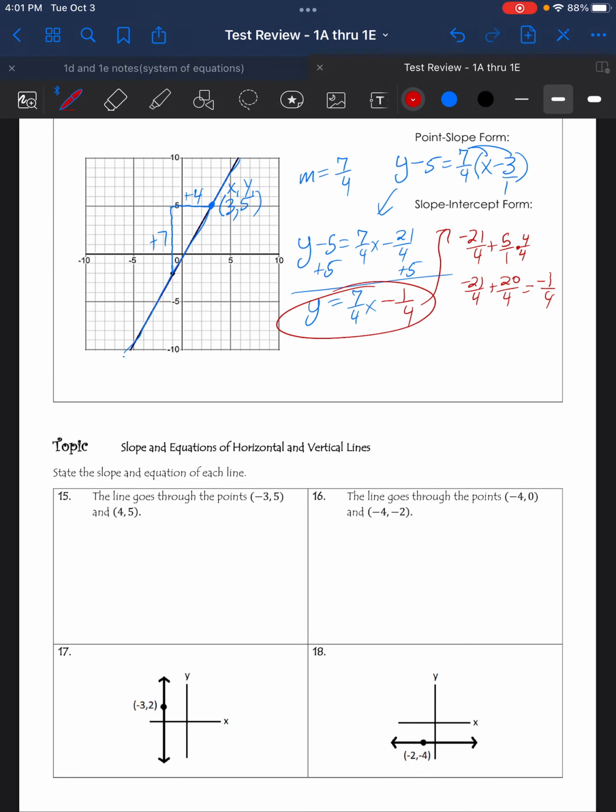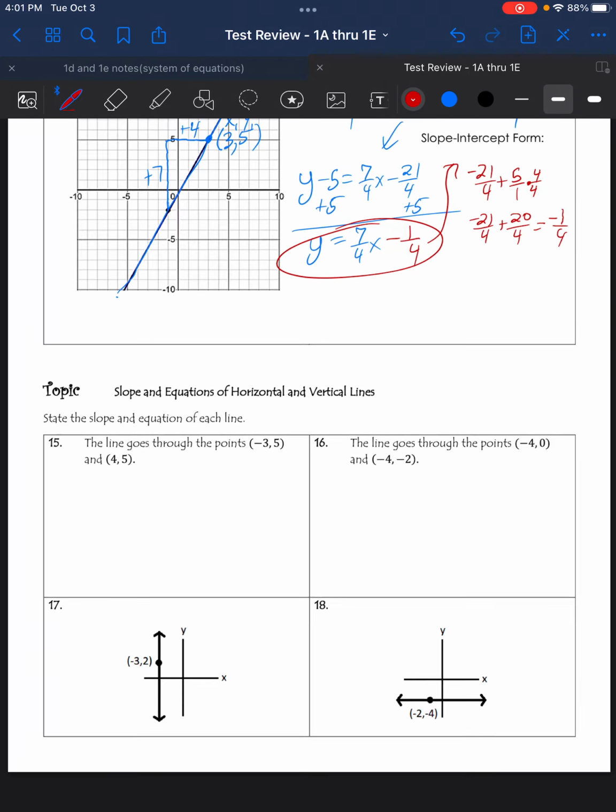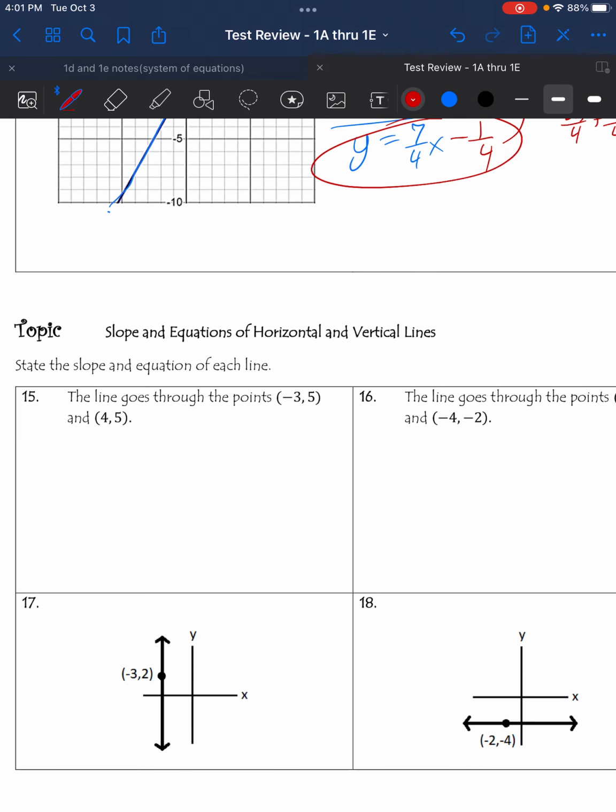All right. When it comes to horizontal and vertical lines, it should be somewhat quick. If a line goes through the points -3, 5 and 4, 5, you can draw a little point. You could do your slope. It might be the easiest way to do this. Find slope: y2 minus y1 over x2 minus x1. That's going to end up being 0 over 7. 0 divided by 7 is 0, so 0 is your slope.